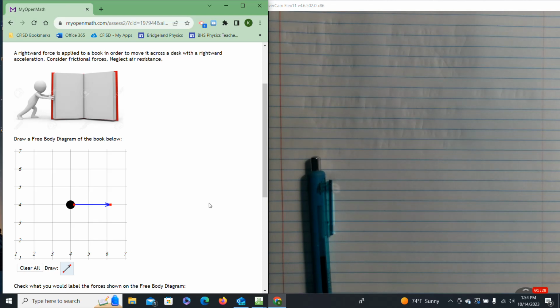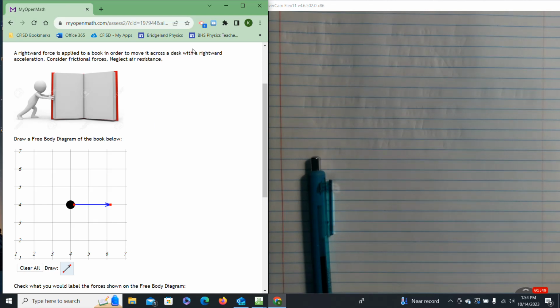Again, the length of the arrow doesn't matter. It does matter, though, if it is relatively longer, shorter, or the same length. That will matter based on the way the situation is described. And in this particular question, it tells me that the rightward force is applied to move it across a desk, but there is friction. It says consider friction.